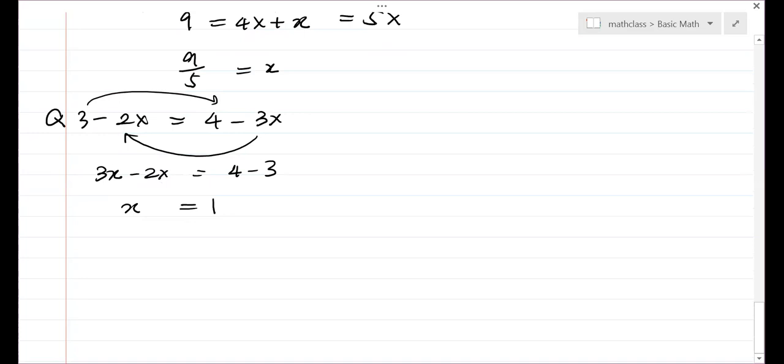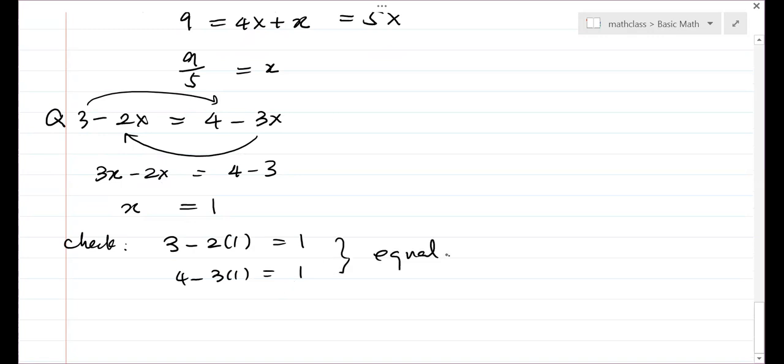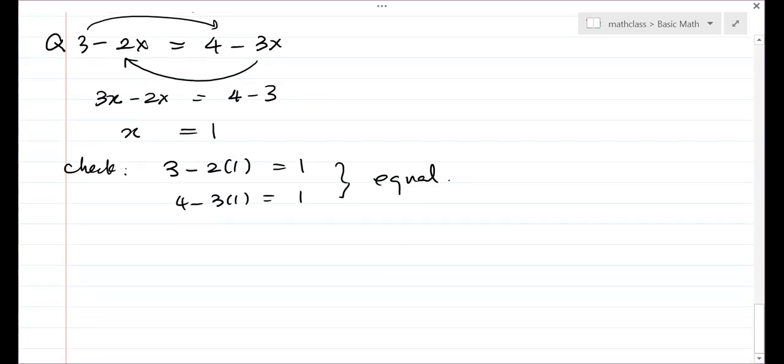Yeah, the answer is 1. Then you can check that because when you get an integer, it's easy to check. You plug in 1 for x, and you get both sides, check, right? The left-hand side is a 1. And the right-hand side, 4 minus 3, is also equal to 1. So those are equal, right? They're equal. So that's why that's the answer.